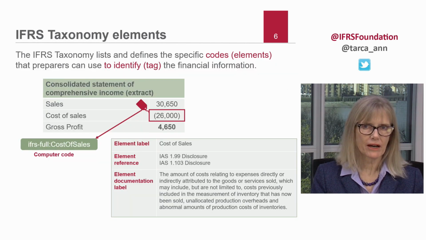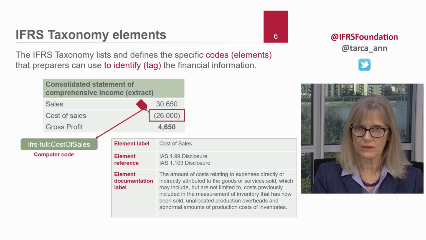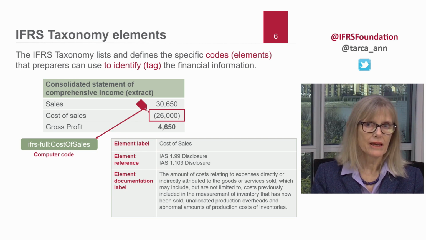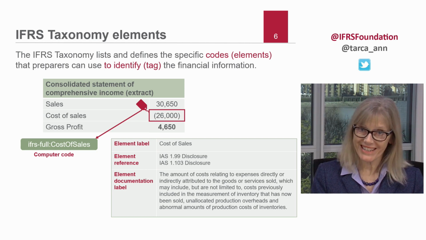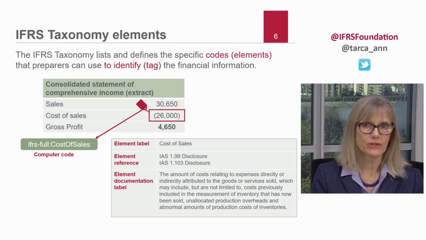This slide illustrates how a company uses the IFRS Taxonomy to communicate information. Companies use elements from the IFRS Taxonomy to tag information in their financial reports. In this case, the company uses the cost of sales element to tag its cost of sales of $26,000. Tagging information in this way enables software to quickly extract the information and compare it to the same information provided by other companies reporting electronically. This makes it easier and quicker for users of financial statements to analyze financial information.